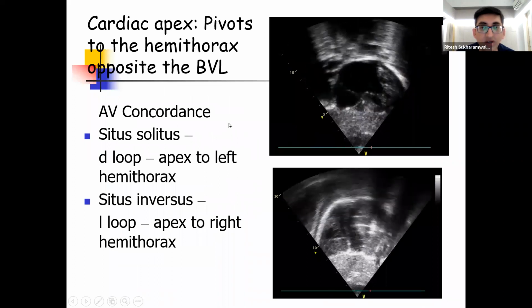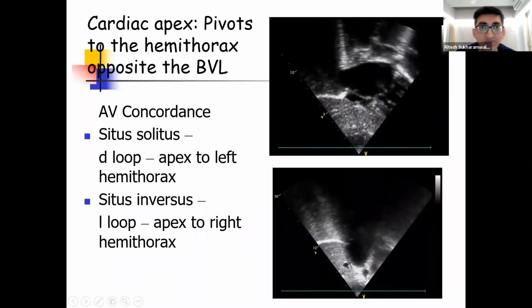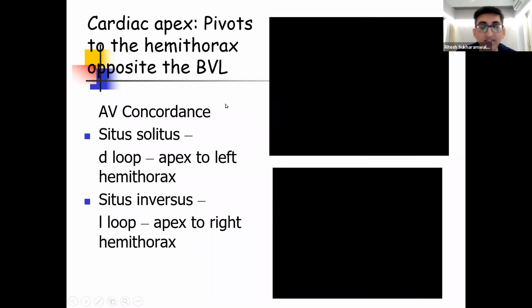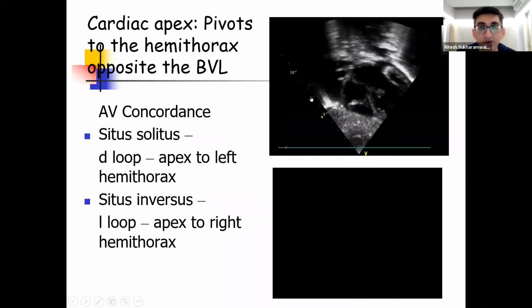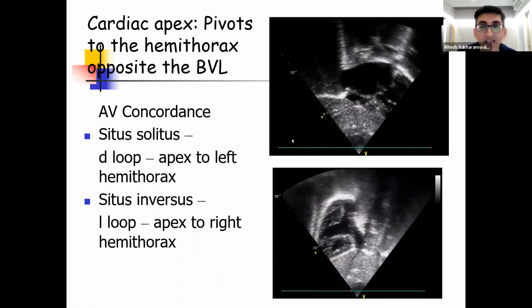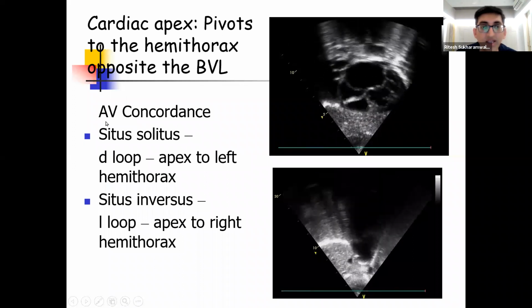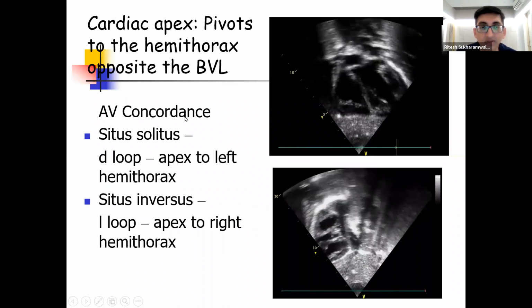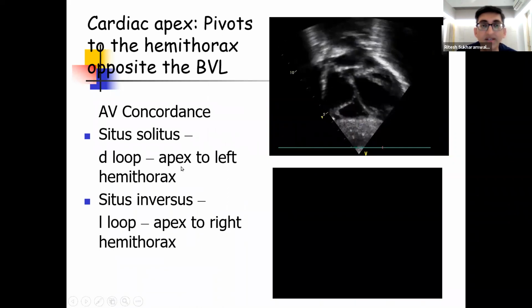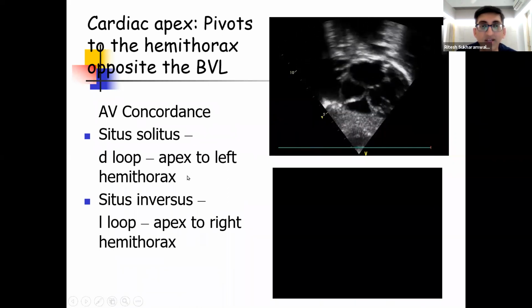So now coming to the placement of the cardiac apex. The placement of the cardiac apex has to do with the bulboventricular looping. So how does this happen? In patients with atrioventricular concordance, if you have a D loop, then the apex is towards the left hemithorax.